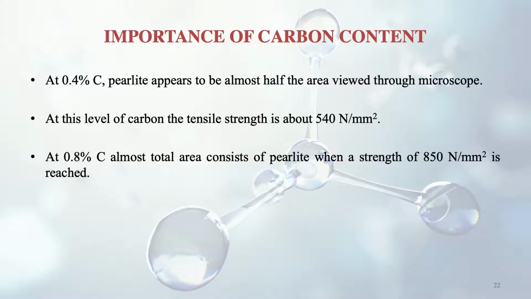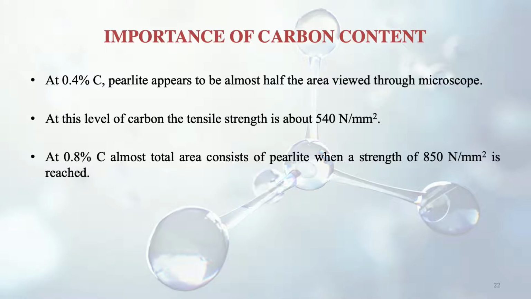So it's in between, like we discussed earlier. The ferrite one was around 250, and the one further along was around 800. So it's a middle one, 540 Newton per millimeter square. At 0.8% carbon, almost the total area consists of perlite. So like discussed earlier, at 0.8% it is only perlite. So it has a strength of 850 Newton per millimeter square.